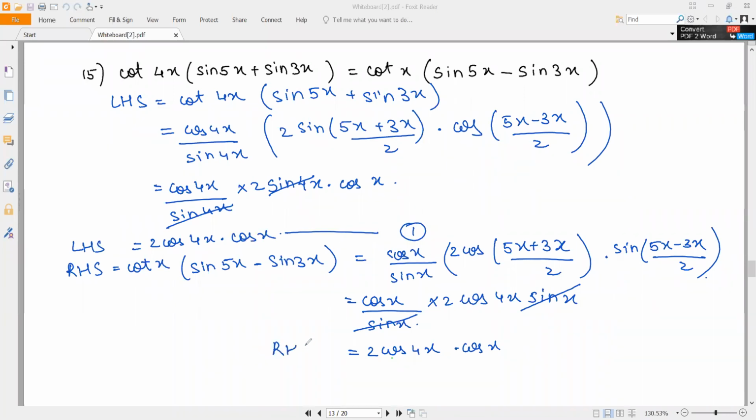So this is your RHS. This is your second equation. From 1 and 2, LHS equals RHS, because solving both, you end up with 2 times cos x into cos 4x. Next.